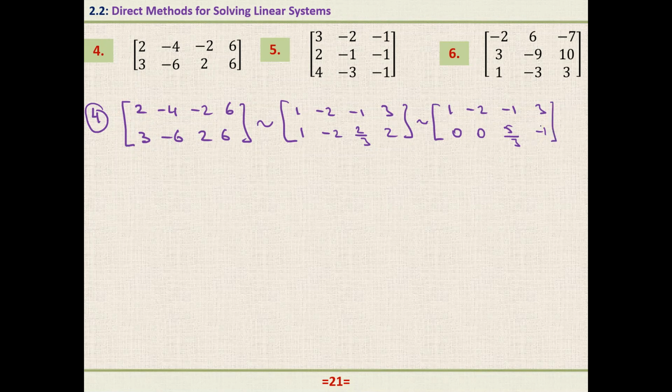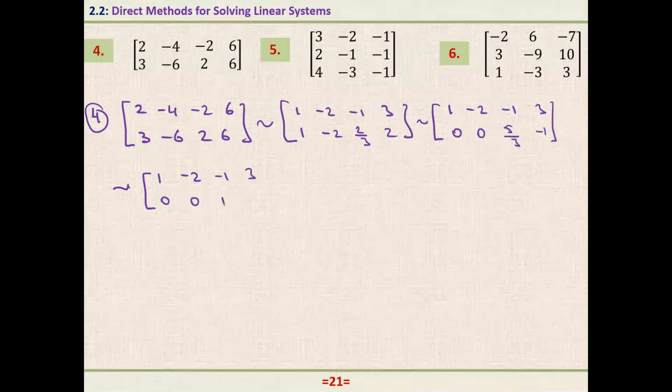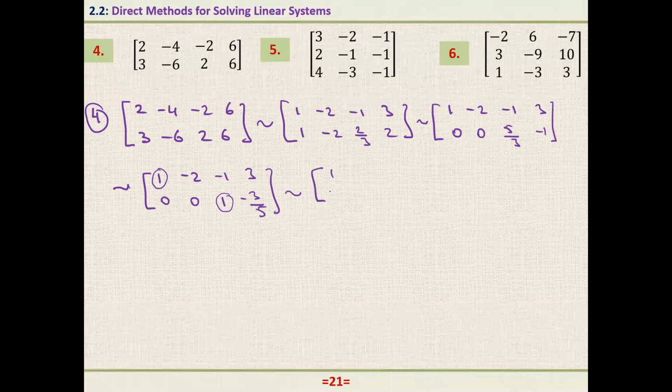Still, it's not in row echelon form, right? Because here it's not equal to 1, it's equal to 5 over 3. So let me multiply the second row by 3 over 5. Then here we have 1, negative 2, negative 1, 3. Here we have 0, 0, 1, minus 3 over 5. One more, since that is a pivot or leading entry, everywhere else in that column, it must be 0. So one more thing is needed here.